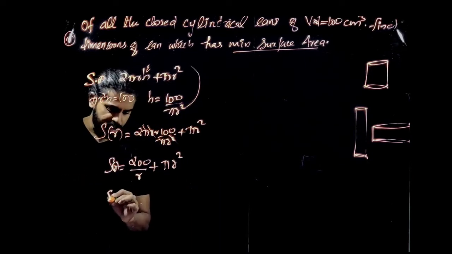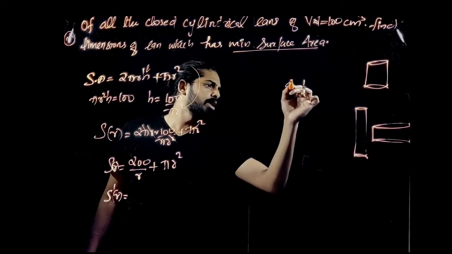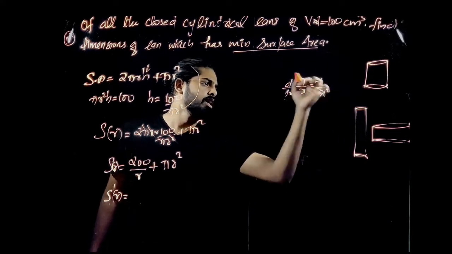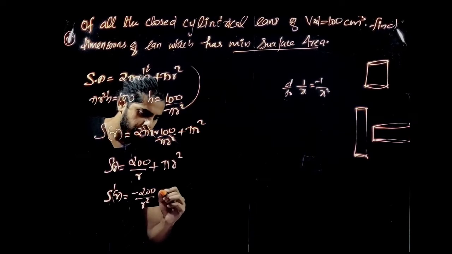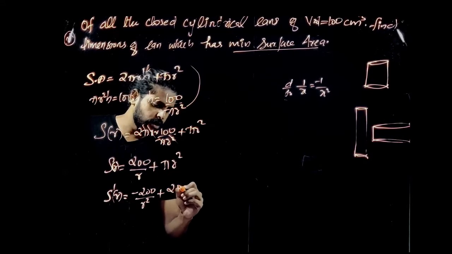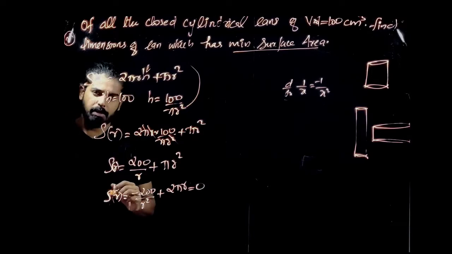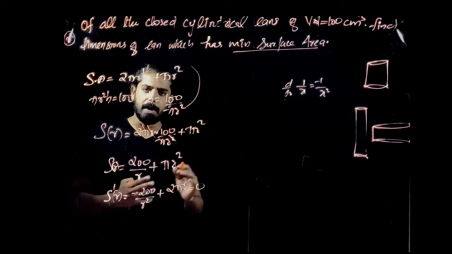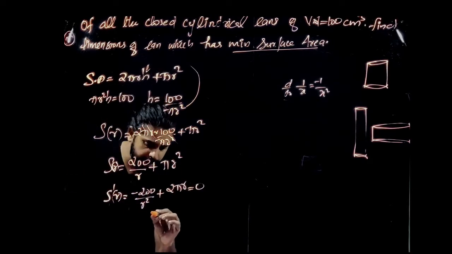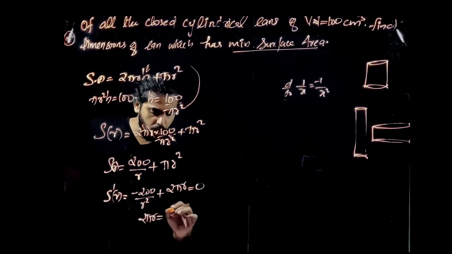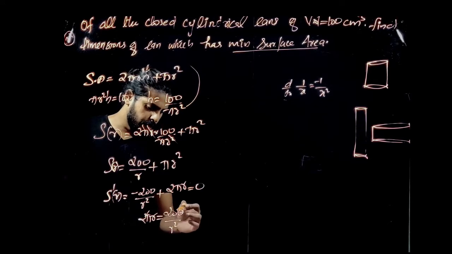Okay, so S dash of r, the derivative, will be derivative of 200 by r. You know d by dx of 1 by x is negative 1 by x square. So the derivative of 200 by r will be negative 200 by r square plus the derivative of pi r square, which will be 2 pi r. Now you have to equate this with 0, because at minima or maxima the first derivative will be equal to 0. That means you can take this negative 200 by r square to the right side. That makes this 2 pi r is equal to 200 over r square. Now you can cancel this 2 here to be 100.